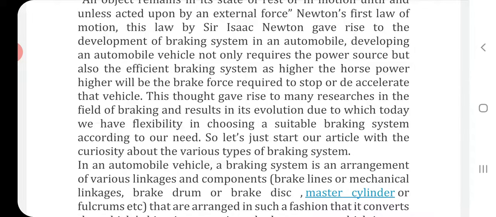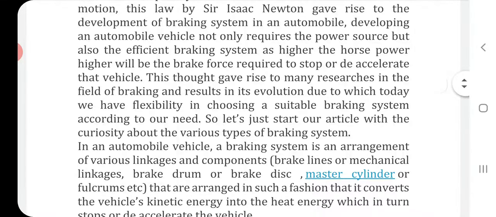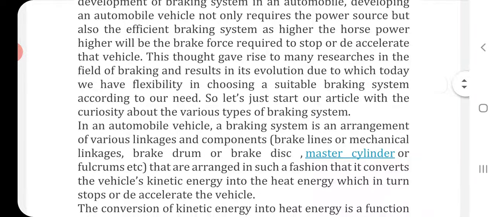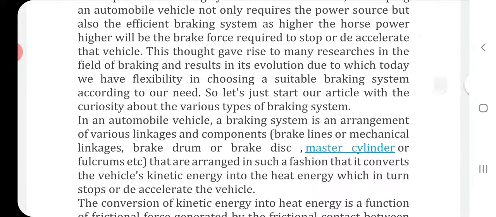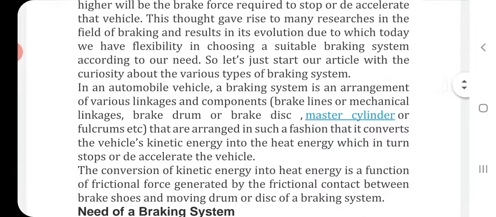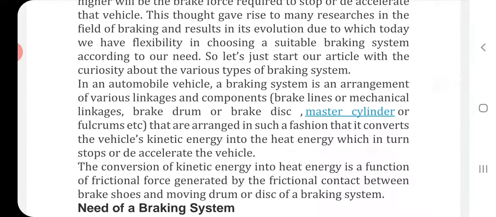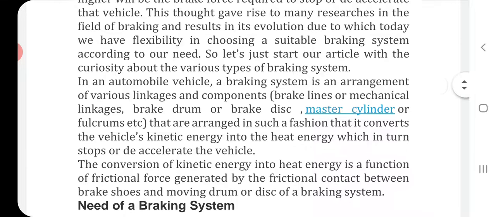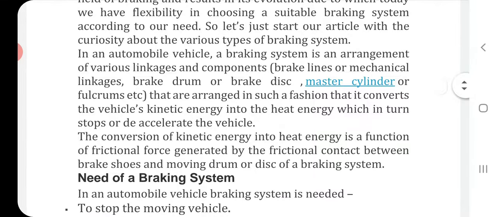In an automobile vehicle, a braking system is an arrangement of various linkages and components, brake drum or brake disc, that are arranged in such a fashion that it converts the vehicle's kinetic energy into heat energy, which in turn stops or decelerates the vehicle. The conversion of kinetic energy into heat energy is a function of the frictional force generated by the frictional contact between brake shoes and the moving drum.